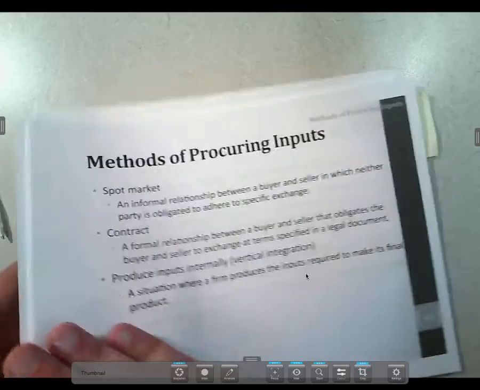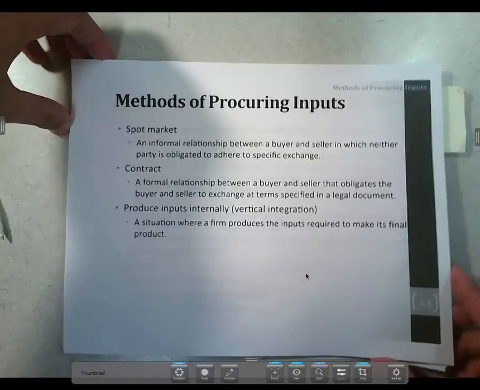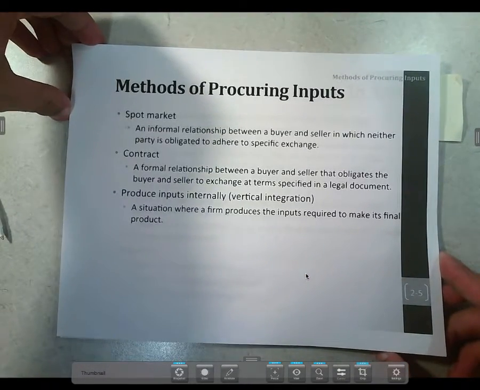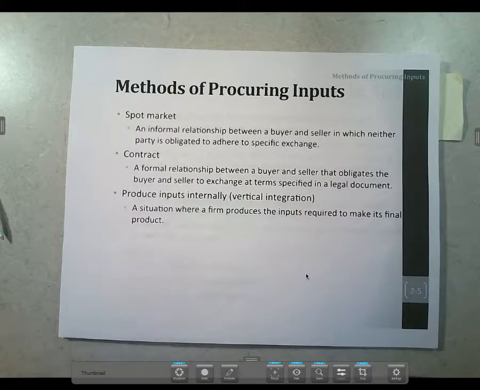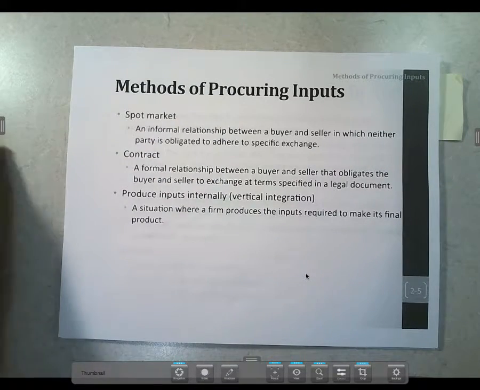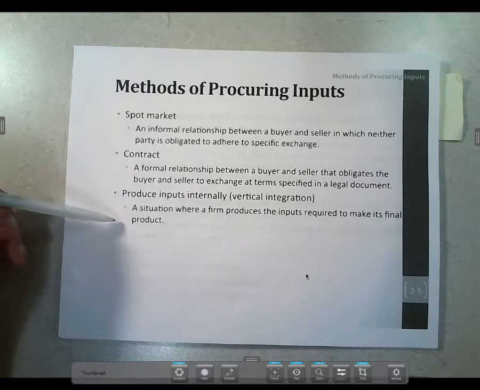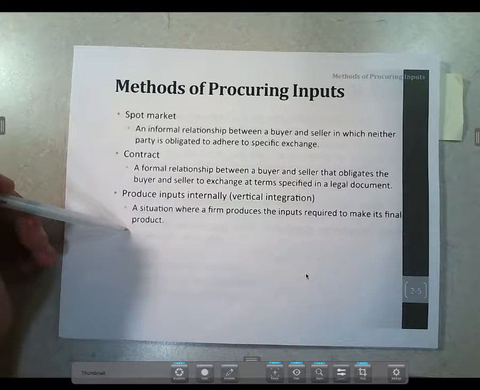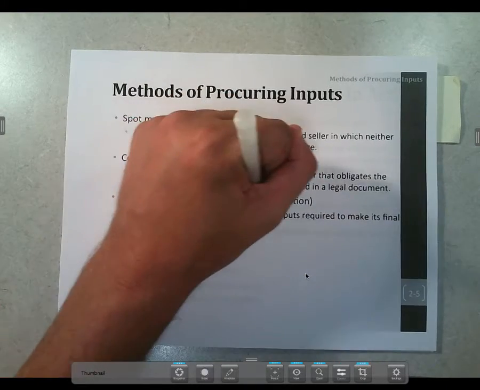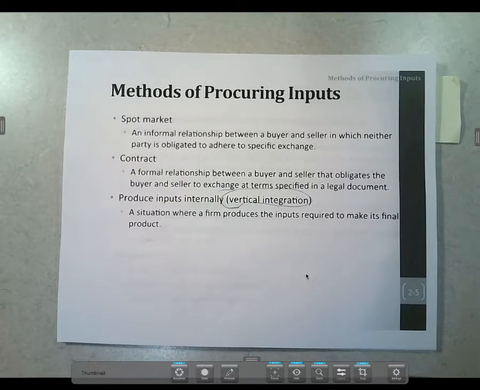So how do firms get their inputs? Well, they can do them in a few ways. I'm actually going to start from the bottom here, and then do the top two. The easiest way they can get the inputs is they make them themselves. This would imply that the firm is vertically organized.